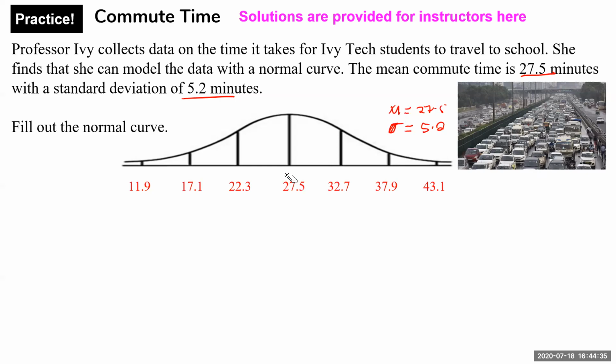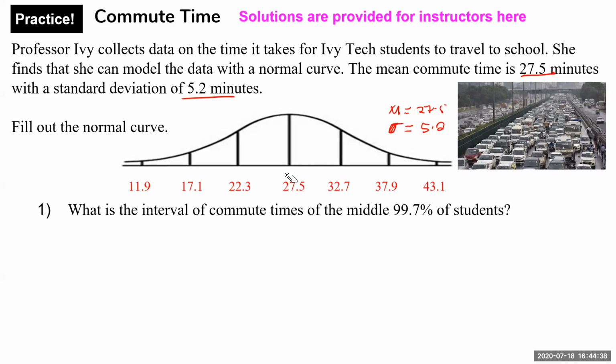So you produce these numbers. And what is the interval of commute times of the middle 99.7% of students? 99.7% is the third standard deviation. So here we are looking at the third standard deviation, and these are the values for the third standard deviation. So we just want the range of values after you complete the table. If you want to recollect that, that is on page 192. So the third standard deviation is between this range of values.